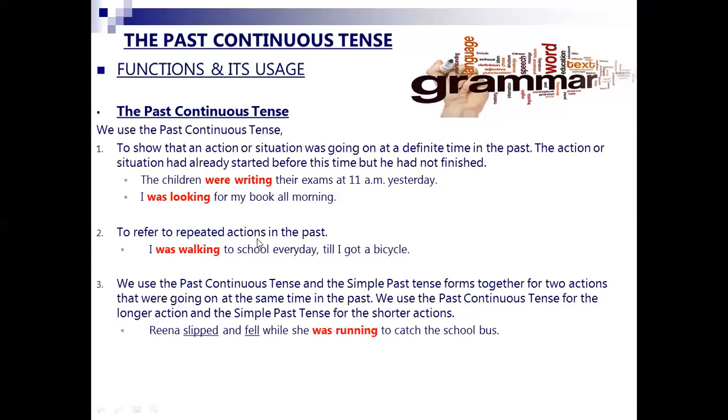To refer to repeat actions in the past. I was walking to school every day till I got a bicycle. See, to refer to a repeated action in the past. The action was repeating in the past. See, I was walking to school every day. Repeatedly, the action was going on because every day I used to go to school, but in the past I was walking to school every day till I got a bicycle.